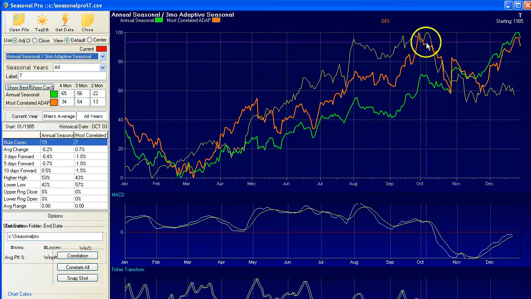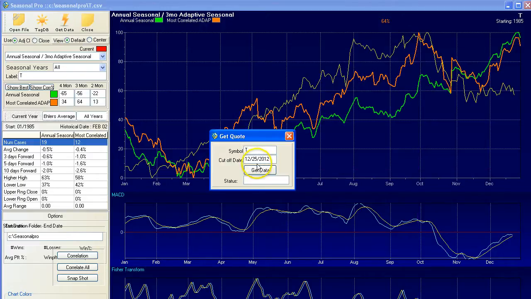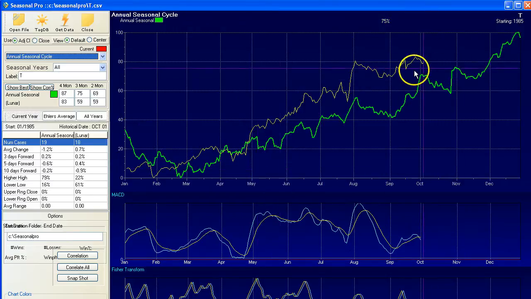Now take a look at this, okay? Is there some way it would have called this steep drop off here? Well, this is around October the 1st, so let's go back to the data and compute the seasonal for October the 1st. October 01, get the data. So the data ends right there.